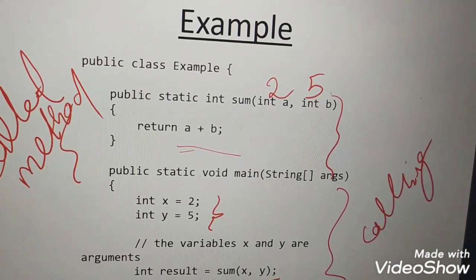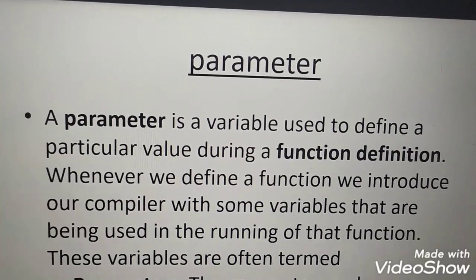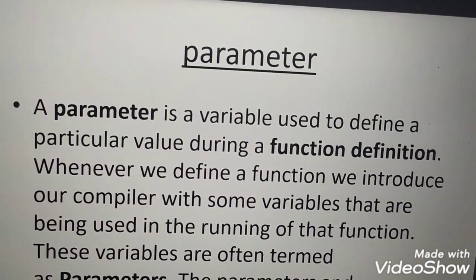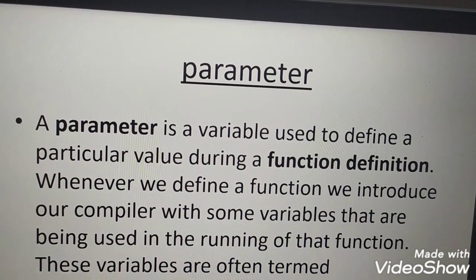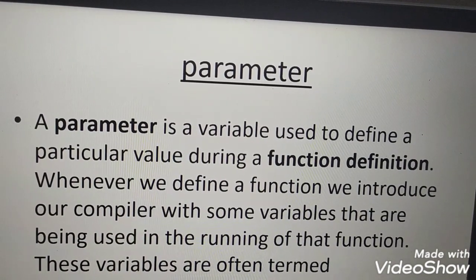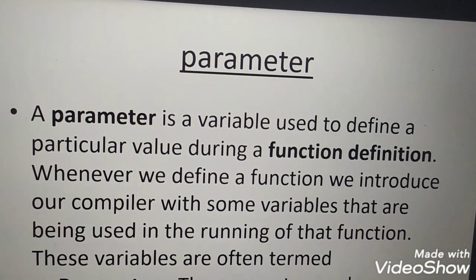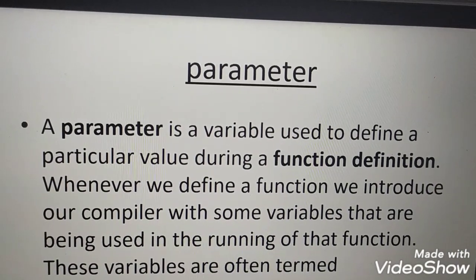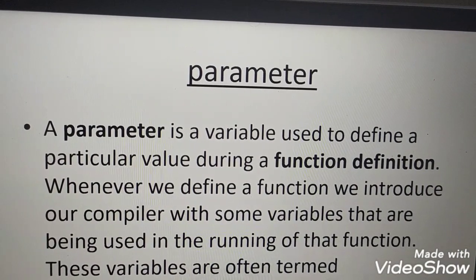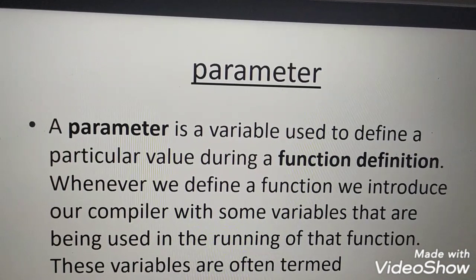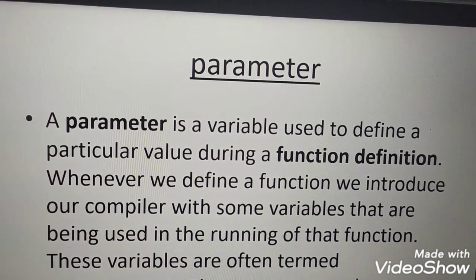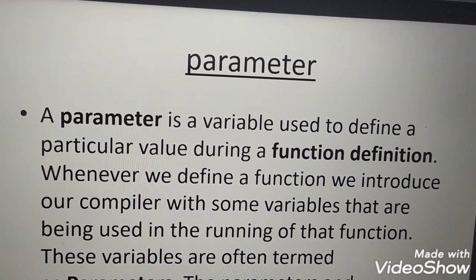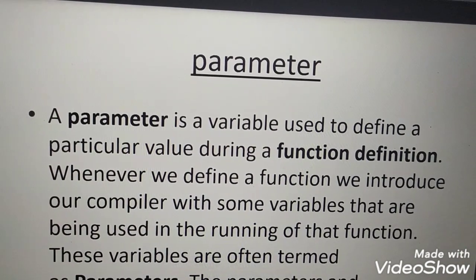Let's see the parameter. So what is a parameter? A parameter is a variable which is used or defined for a particular value during the function definition. That function definition is nothing but the function header or prototype of the function or method. So the variables which are defined inside the function definition, header or prototype are known as the parameters.